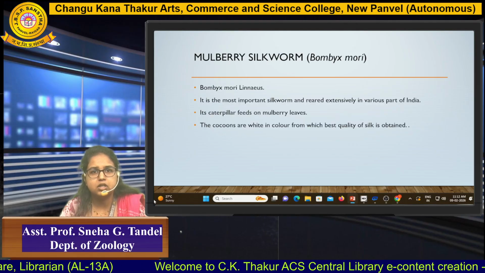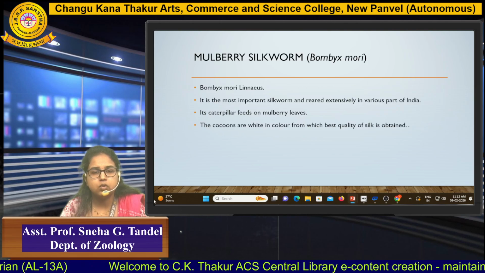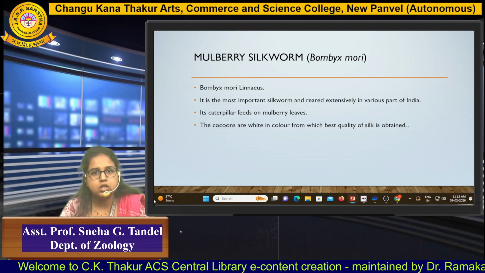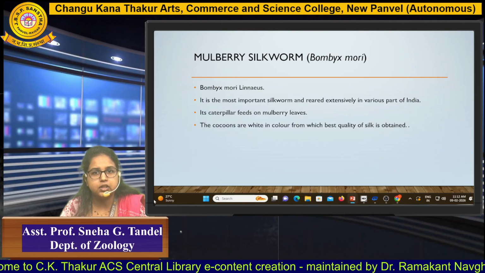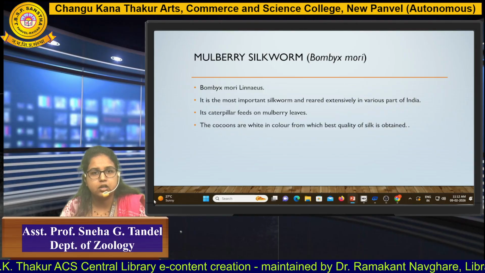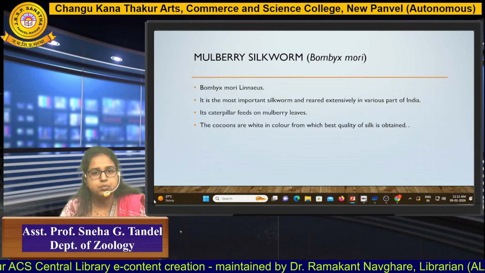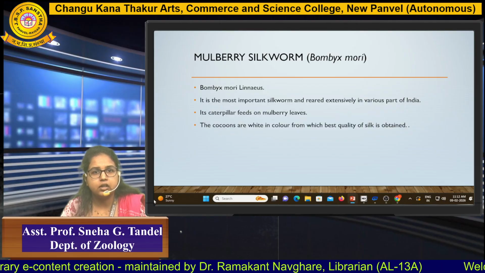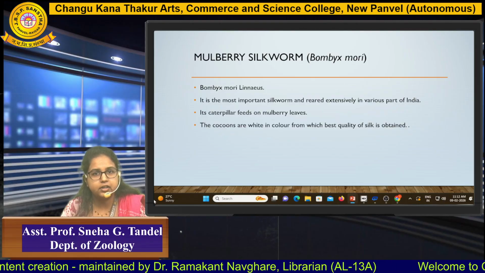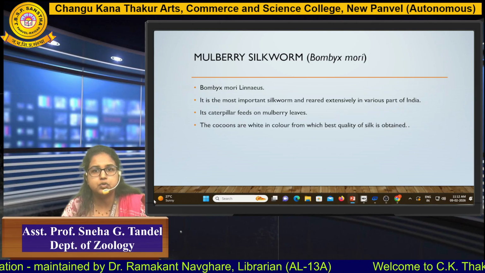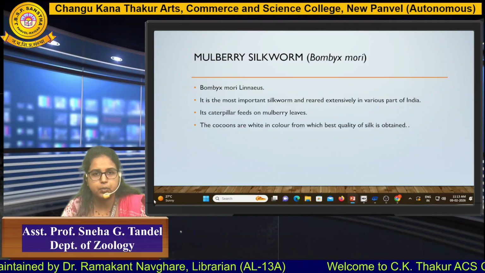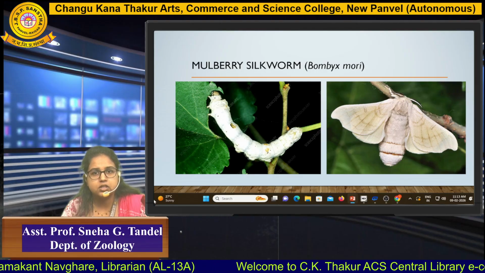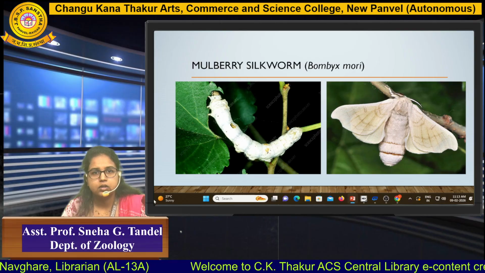First one is the mulberry silkworm. The scientific name is Bombyx mori. It is the most important silkworm and reared extensively in various parts of India. Its caterpillar mostly feeds on mulberry leaves and spins a cocoon, white in color, from which the best quality of silk is obtained. Now this is how the mulberry silkworm and silk moth look.